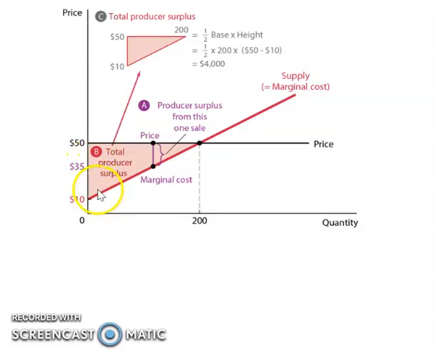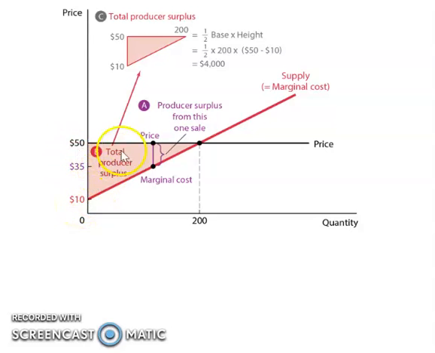So what's the base? This time, if we imagine this triangle flipped over, the base is right here. So the length of this base is 200 minus 0. So we're looking from this axis here. So 200 minus 0 gives us 200. What about the height? We're over here now. We're taking the market price 50 minus the marginal cost, the lowest marginal cost, which is 10. So that gives us 40.